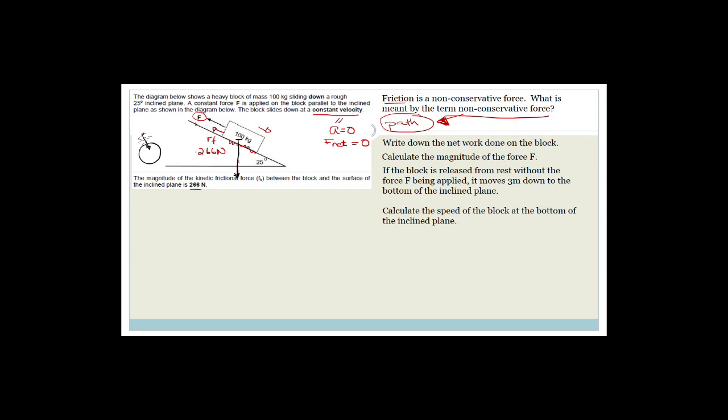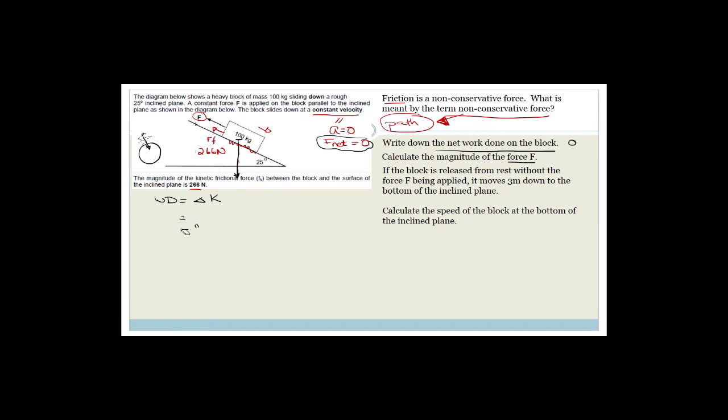Now it says write down the net work done on the block. The net work done on the block. Well, we know that the work done is equal to delta K, okay? We also know that work done is equal to F delta x, okay? So the net F is zero, therefore there is no work done. So the correct answer here is zero. Now it says calculate the magnitude of the force. And by the way, this is the net force, eh? The net force. Calculate the magnitude of the force.